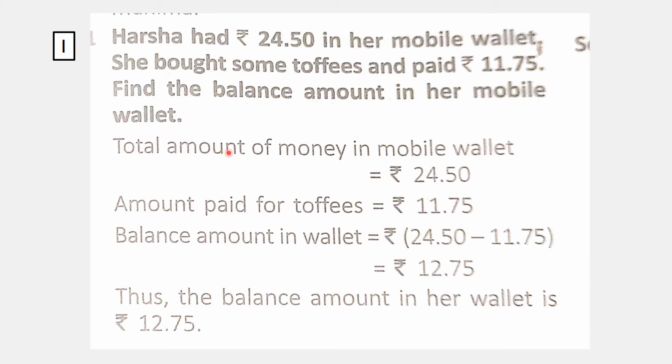Now total amount of money in mobile wallet is, total amount he had in his purse or in his wallet is rupees 24.50, right? And amount he paid for toffees is rupees 11.75. Balance means the amount left. So left or balance means you have to subtract. So you will subtract 24.50 minus 11.75. On subtracting, you get 12.75. Thus, the balance amount in her wallet is rupees 12.75.